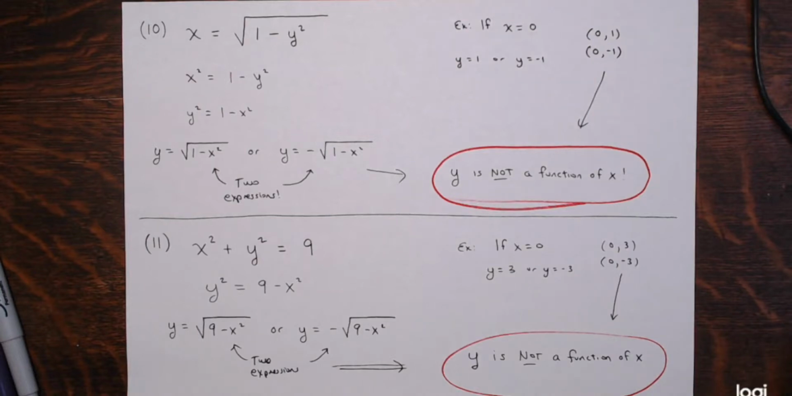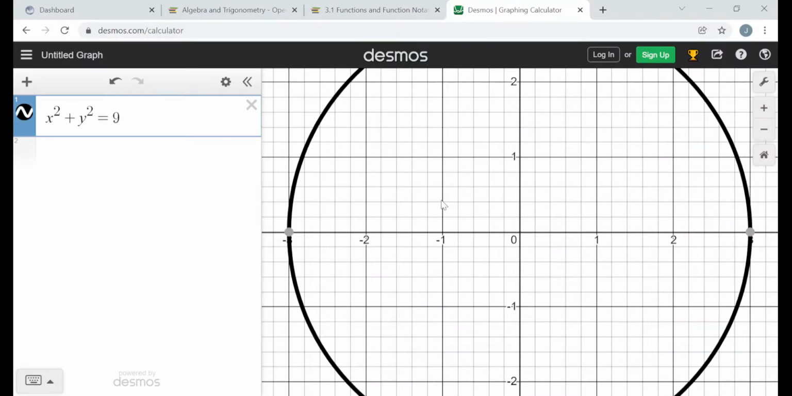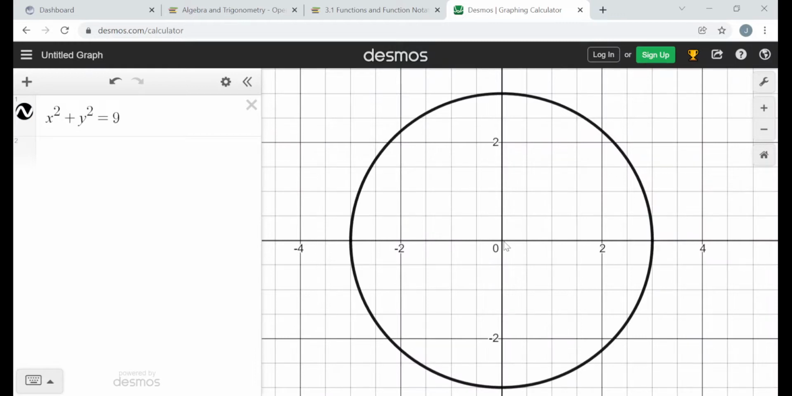Right. And again, on the Desmos site, I'll punch in the equation they gave us. x squared plus y squared equals 9. Look at this circle. It's a circle centered at the origin with a radius of 3. We'll talk about circles in later videos. And clearly, you can put in any vertical line from x equals -3 to +3. Any vertical line between those will hit the graph more than once, right? Like x equals 1.